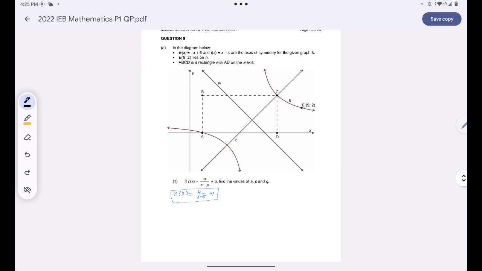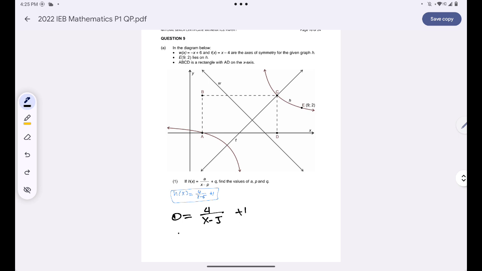How can I get the coordinates of A? I can find the coordinates of A by making the graph of H equal to 0. Why am I doing that? Because A is at the x-axis of the graph of H. So I can simply say y is 0. I'll have 4 over x minus 5 plus 1.